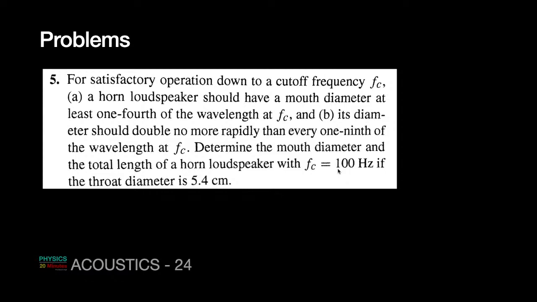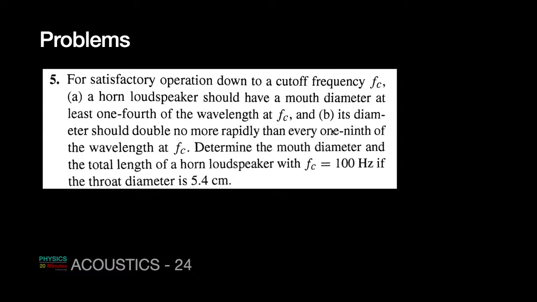So if lambda is 3.4 meter, then the mouth diameter should be 1/4 of the wavelength at Fc. So lambda is 3.4 meter, 1/4 of that. So 3.4 divided by 4 will give you 0.8 something, 0.8 meter, which is around 80 centimeters. So fairly large mouth diameter.